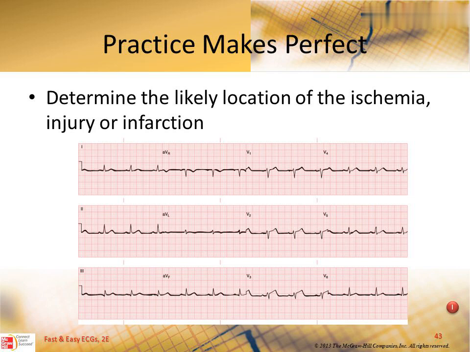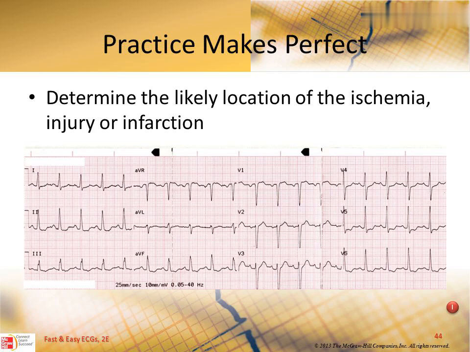Practice makes perfect. Determine the likely location of the ischemia, injury or infarction. Answer: anterior wall injury, ST segment elevation in V2 and V3.